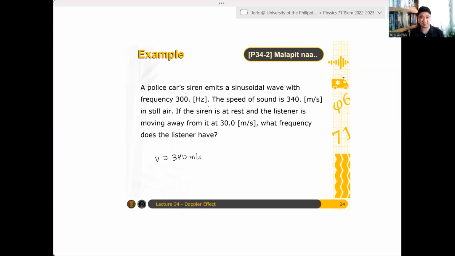Therefore, anong equation gagamitin natin? Yung numerator ba, yung denominator? It is the siren that is at rest. It's the source which is at rest. Ano therefore gagamitin natin Doppler equation dyan?